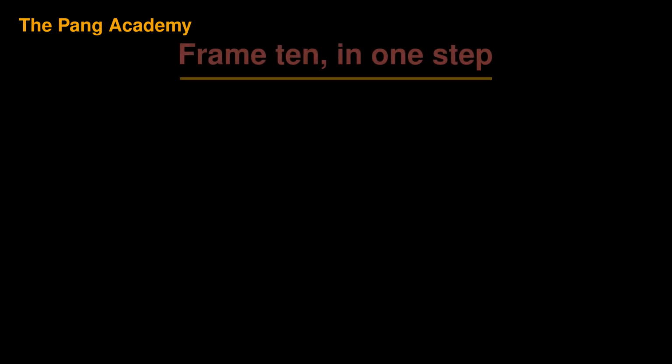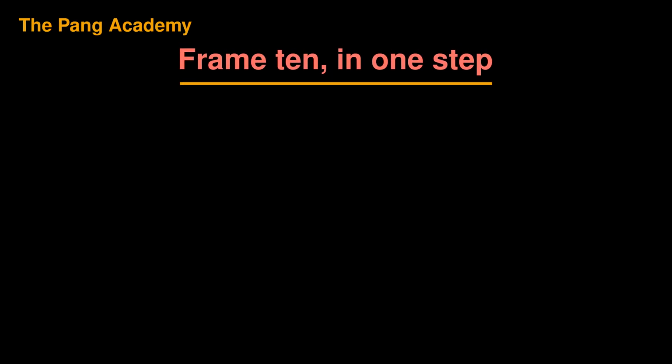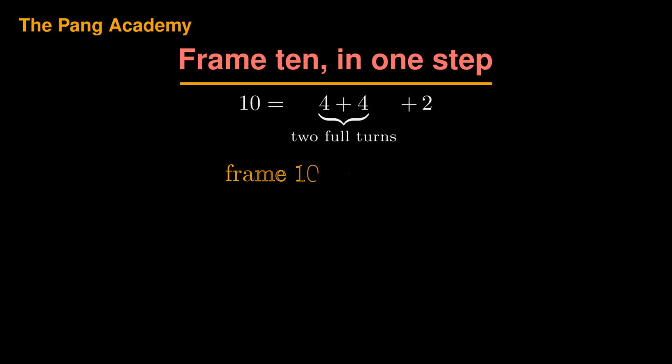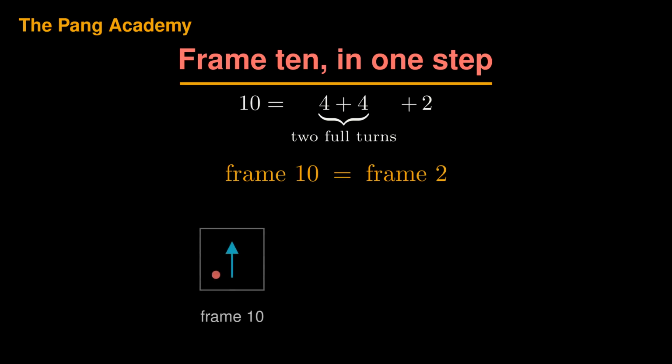Take frame 10. It costs you nothing now. 10 steps splits into 4 plus 4, 2 whole turns, with 2 steps left over at the end. The whole turns just bring you back to the start and count for nothing. Only that leftover of 2 matters. 2 left over means frame 10 is a copy of frame 2. There they are, the same picture exactly. No marching through 10 separate drawings. You divided, you kept the leftover, and you were done.